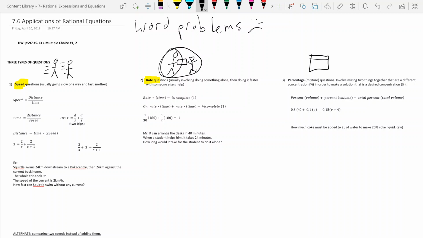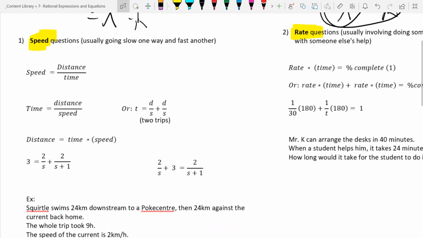So this is where you have liquids or something that is a percentage, and then you mix it with something that is not a percentage. So usually you're mixing acid with coke or with water, and then you're trying to make something that's less acidic, less percentage overall. So let's go through each one and see what they look like. So let's read an example over here first so we can see what's going on.